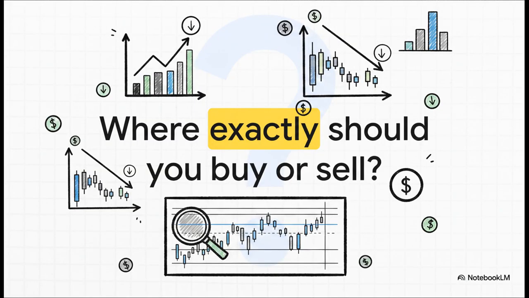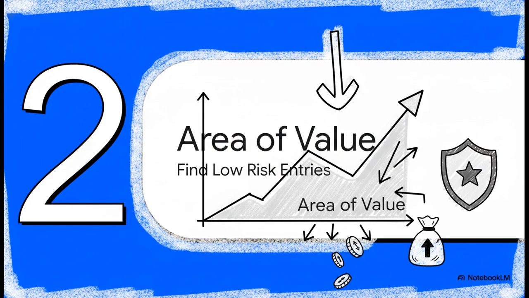Okay, so you've nailed down the trend. Awesome. But honestly, that's only half the battle. The immediate next hurdle is precision. Where exactly on this chaotic chart should you actually execute your trade? Which brings us perfectly to step 2, area of value.